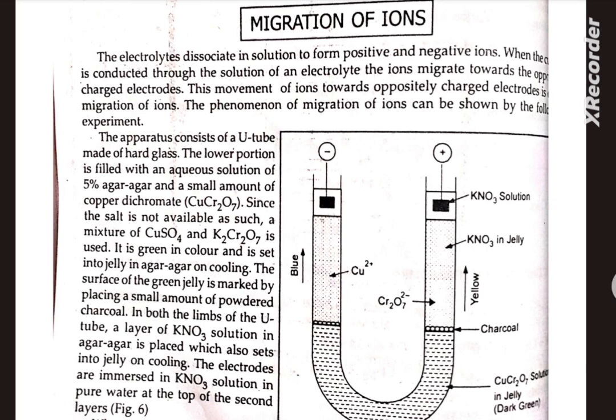Migration of ions. The electrolyte dissociates in solution to form positive and negative ions. When current is conducted through the solution of the electrolyte, the ions migrate toward the oppositely charged electrode. This movement of ions toward an oppositely charged electrode is called migration of ions. The phenomenon of migration of ions can be shown by the following experiment.